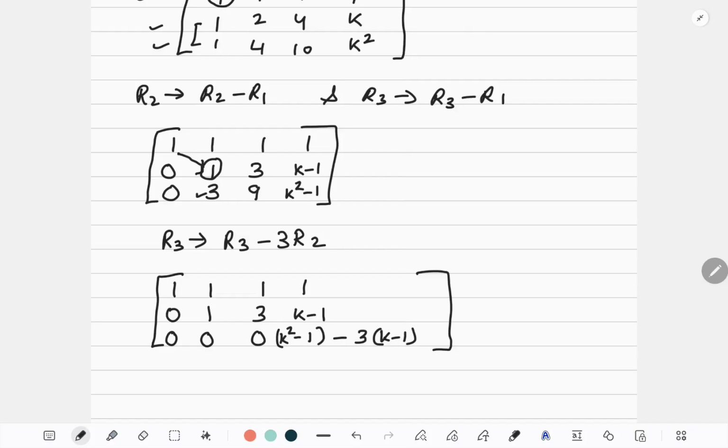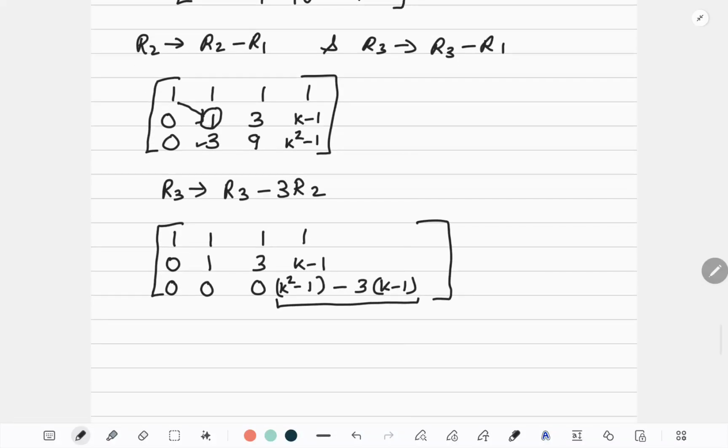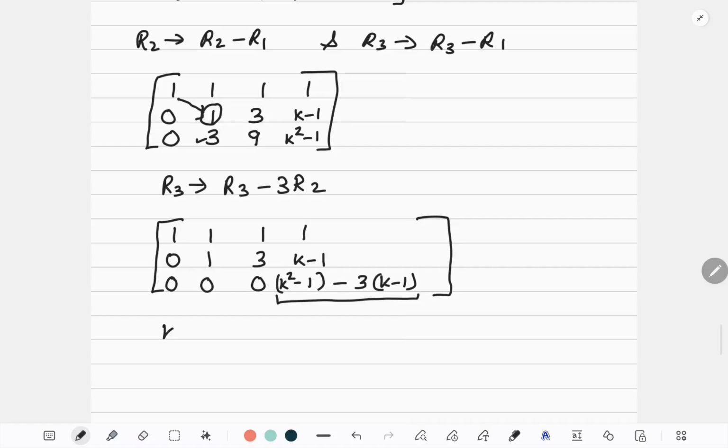Now my question is, the rank has to be 2. Rank has to be 2 means if this term becomes 0, the rank will be 2. So to get rank 2, I should write k square minus 1 minus 3 into k minus 1 is equal to 0. If it is non-zero, the rank will become 3. So if I modify the question, for what value of k the rank is 3, then I should write not equal to 0.